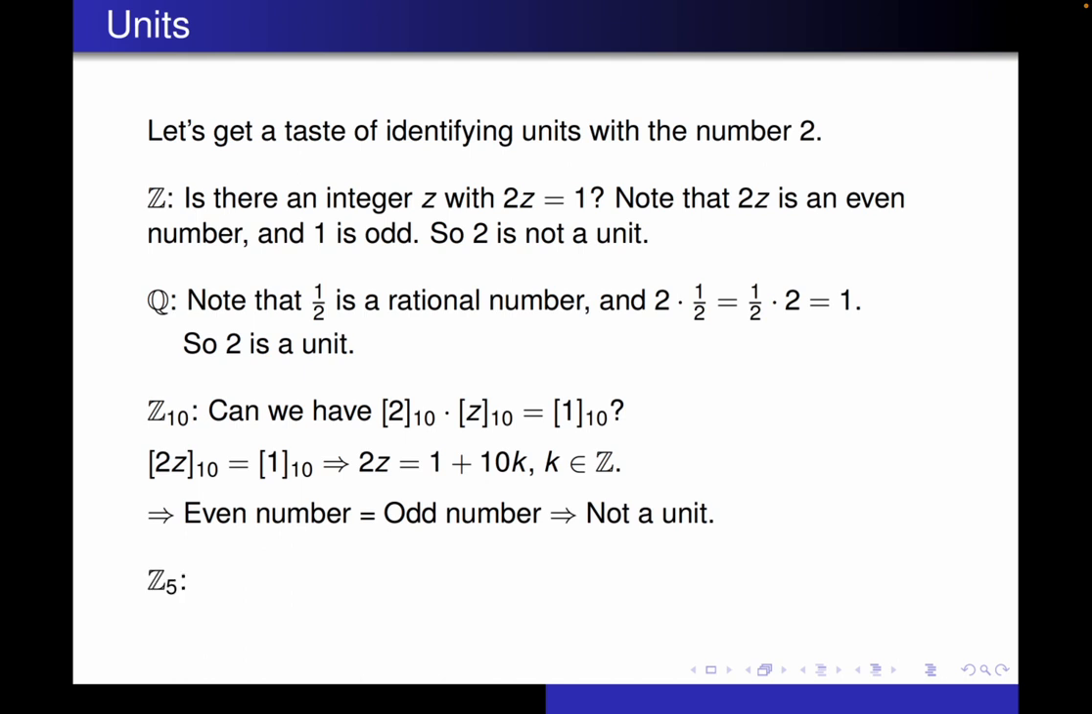What about Z5? Well, Z5 is a little nicer. If I take 2 times 3, I get 6. But 6 is the same as 1. And so that means 2 is a unit.